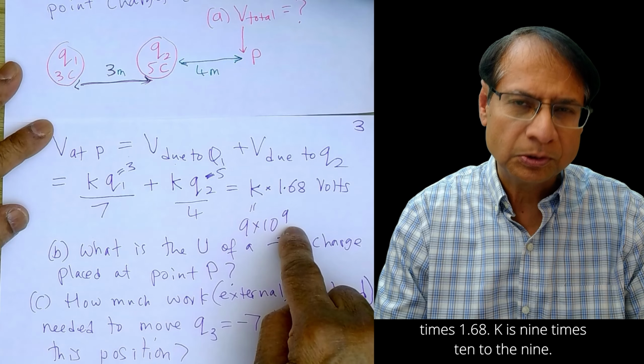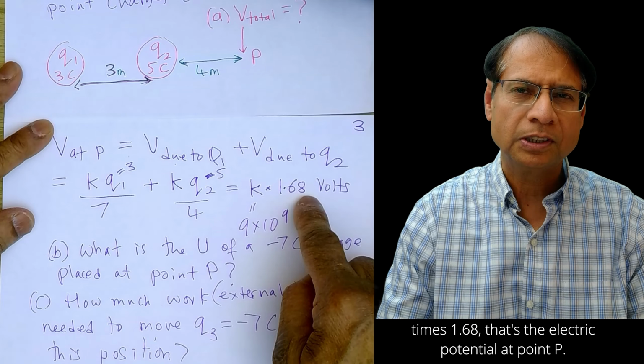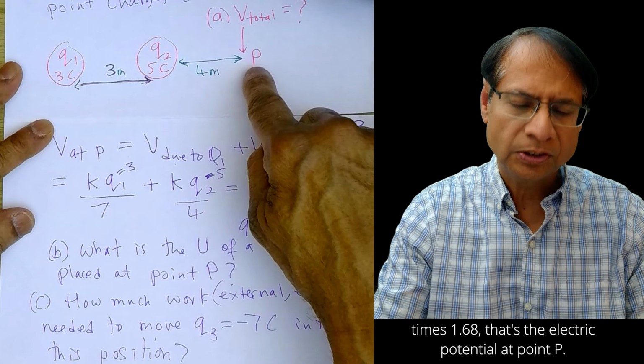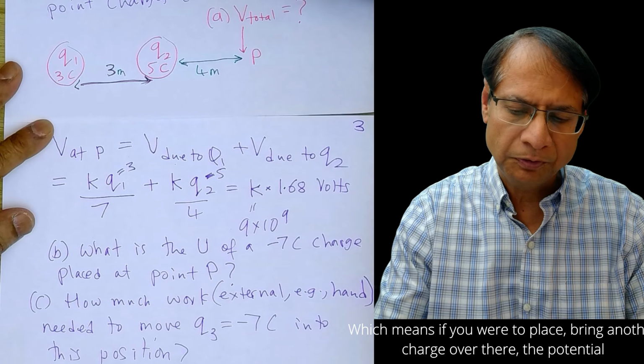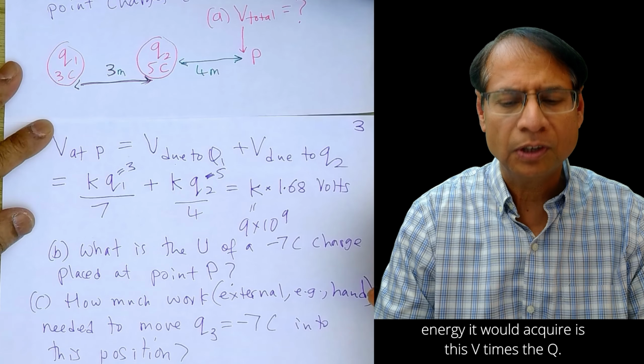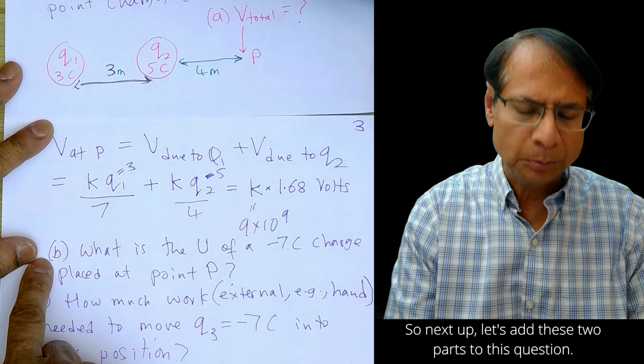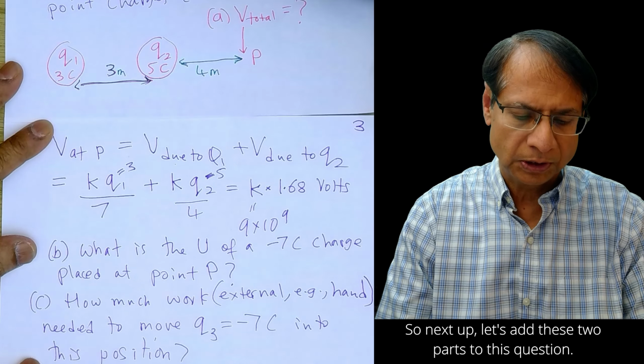K is 9 times 10 to the 9. So this combination, 9 times 10 to the 9 times 1.68, that's the electric potential at point P, which means if you were to place, bring another charge over there, the potential energy it would acquire is this V times the Q. So next up, let's add these two parts to this question.